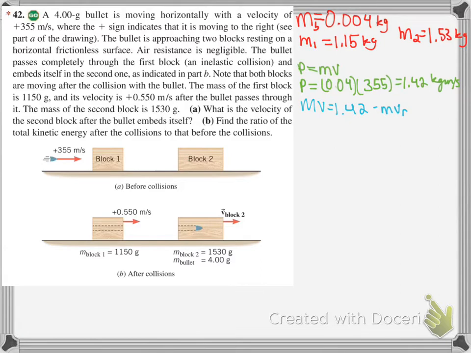So now we're going to find the velocity of the first block. Okay, we're going to do 1.42, which is the momentum of the bullet, minus 0.632. Okay, and that's going to give us the mass times velocity of the bullet after it goes through the first block. Okay, and so when we solve, we're going to get VF, the velocity final of the block, equals 197 meters per second. Okay.